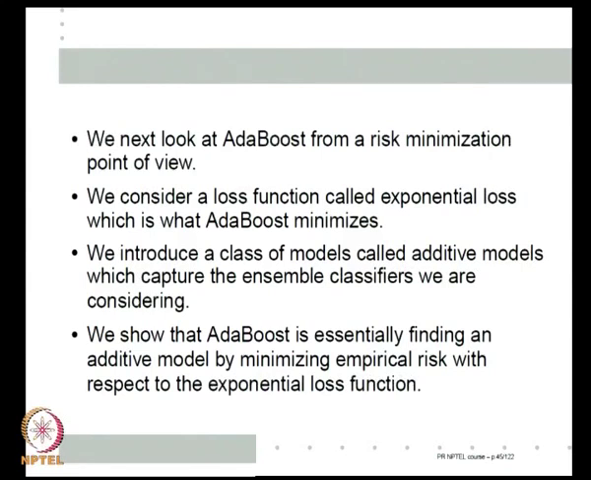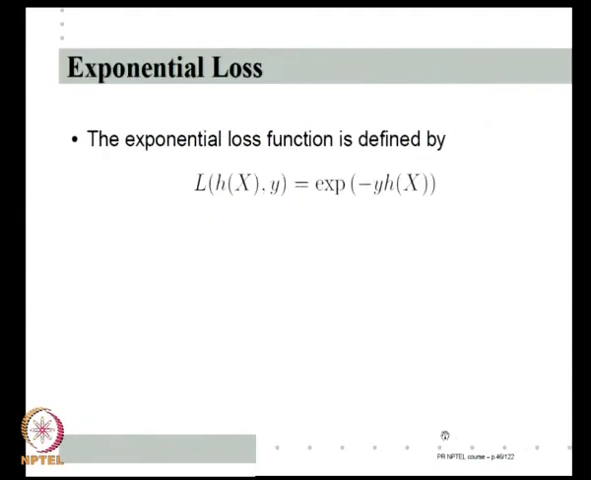To be more precise, it is not a full minimization to find a global minimum, but a minimizer which uses a greedy heuristic. I will tell you shortly what a greedy heuristic means, but a slightly approximate way of minimizing empirical risk on the class of additive models is what AdaBoost is. That is another way of looking at why AdaBoost gives good performance. So, first let us look at the exponential loss function.